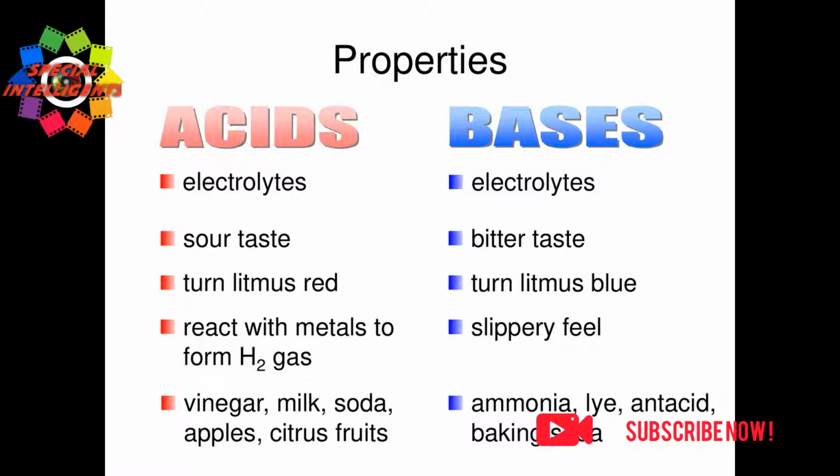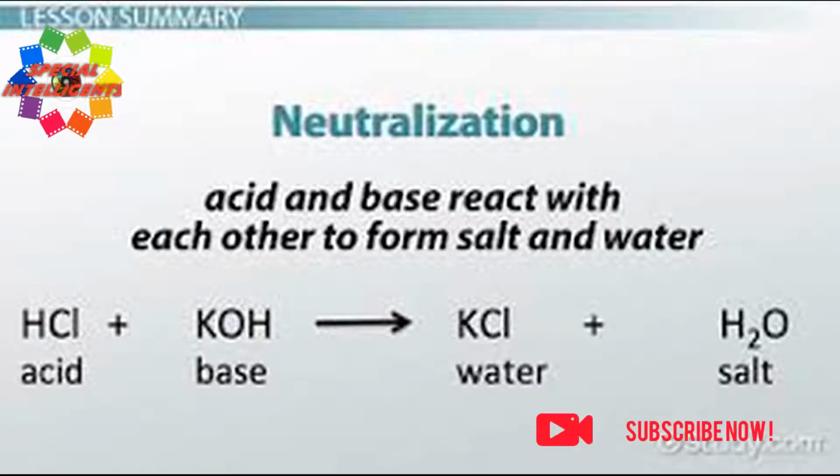And base properties: electrolytes, bitter taste, turn litmus blue, slippery feel. Ammonia, lye, antacid, baking soda are the examples of bases. Now we will go to the neutralization definition. Acid and base react with each other to form salt and water, which is known as neutralization. Here below is the example for neutralization.